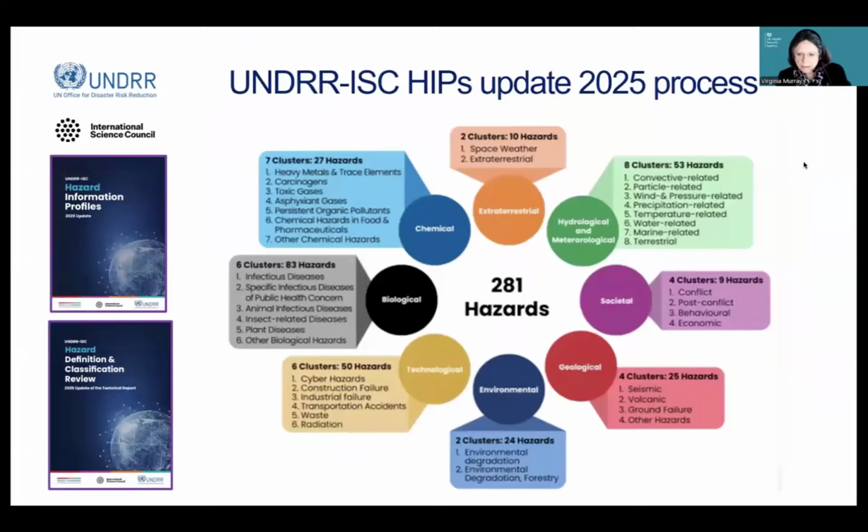We now have 281 hazards. And of course, in the hydro and meteorological hazards, we have flooding. But we have convective issues, particle issues, wind and pressure, precipitation, flooding, temperature, water-related flooding, marine-related, sometimes flooding, and terrestrial hazards. But we've got space weather, we've got chemicals, we've got infectious diseases, we've got technological, looking at cyber hazards through to waste, to transport accidents, and obviously construction failure. Environmental hazards, about environmental degradation, to geological hazards, and for completeness, we were allowed to include societal hazards, including conflict and post-conflict events, behavioral, such as social unrest, such as civil unrest, and obviously violence and other issues of real note, like stampedes, as well as economic impacts.